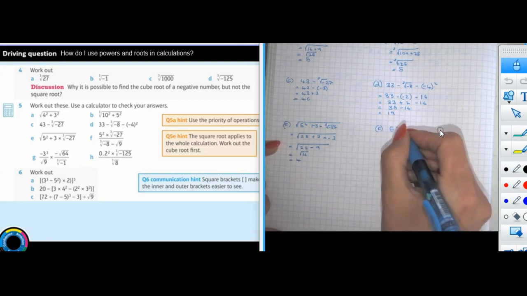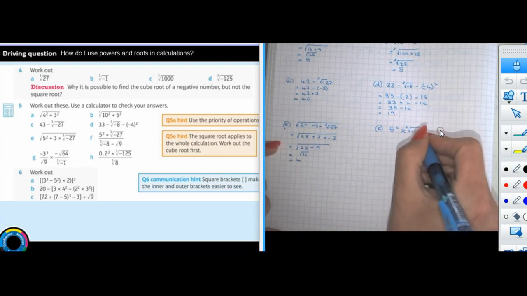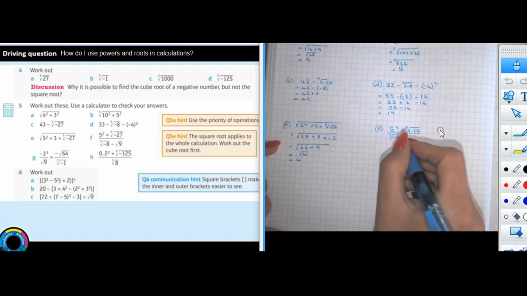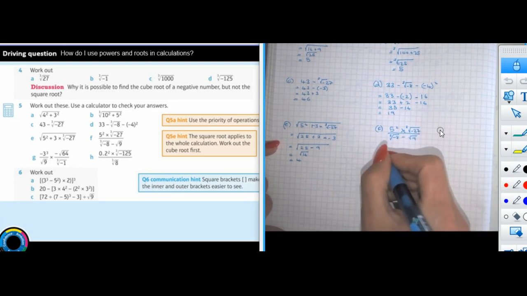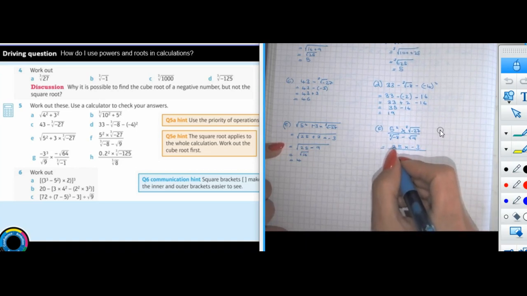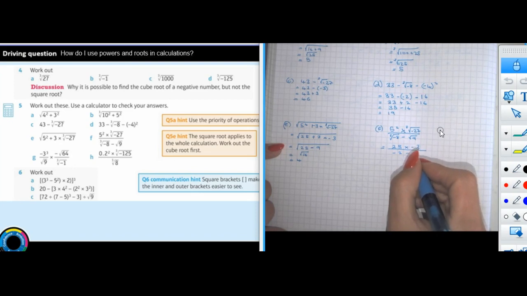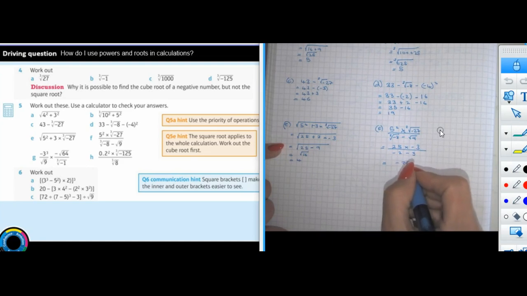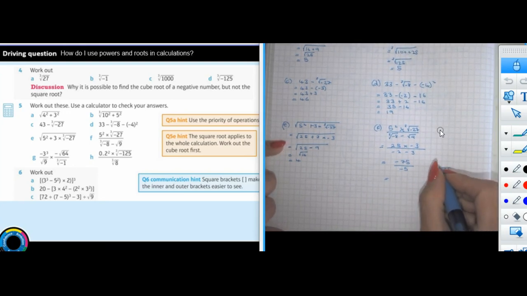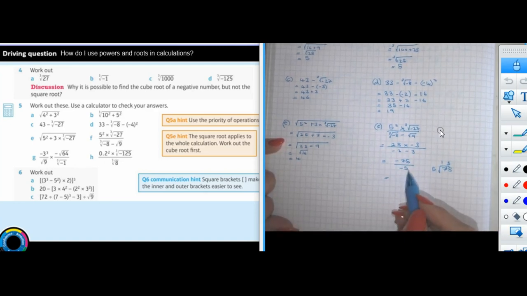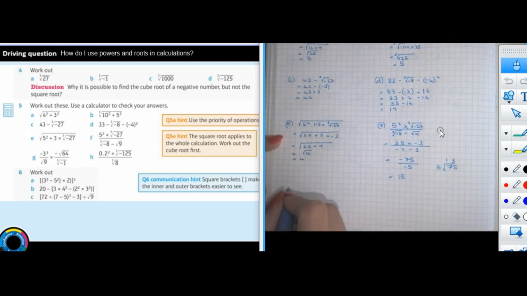F. 5 squared multiplied by the cube root of negative 27 all over the cube root of negative 8 minus the square root of 9. So 25 multiplied by negative 3 all over negative 2 take away 3. 25 multiplied by negative 3 is negative 75, and negative 2 take away 3 is negative 5. 5 goes into 75 15 times. So negative 75 divided by negative 5 is 15.